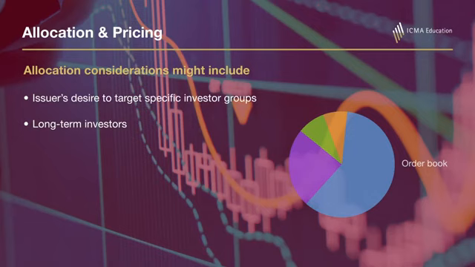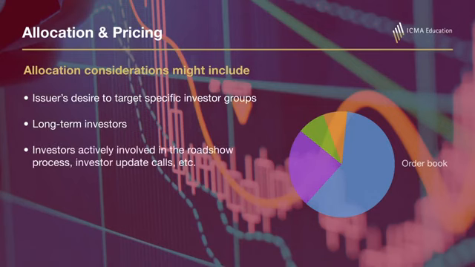Also, preference is given to those investors that have actively participated in the process. So they've given good colour during, for example, a roadshow process or on an investor update call. That colour is key to ensuring you get the deal correctly priced, or at the right price. You may also consider investors that have had a history in investing in previous issues of the issuer or in the sector in which the issuer operates.